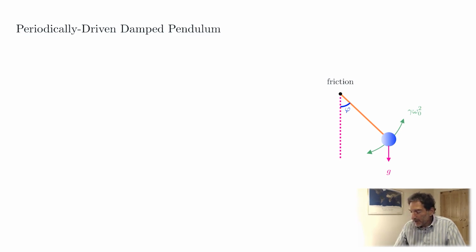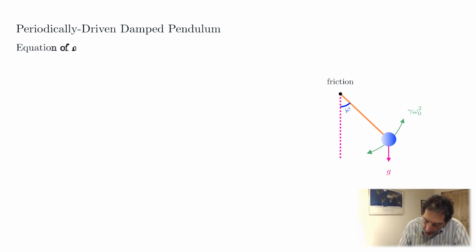So under the combination of gravity, which is trying to make the pendulum oscillate back and forth, and periodic driving force, which is also trying to make the pendulum move back and forth, and friction, the question we want to understand is what happens. So first of all, let's write down the equation of motion. And again, for anyone who's taken a basic physics course, this equation will look very familiar.